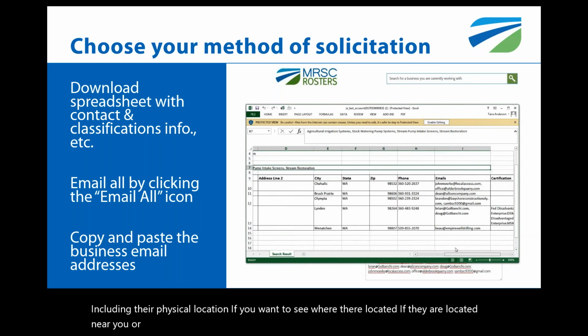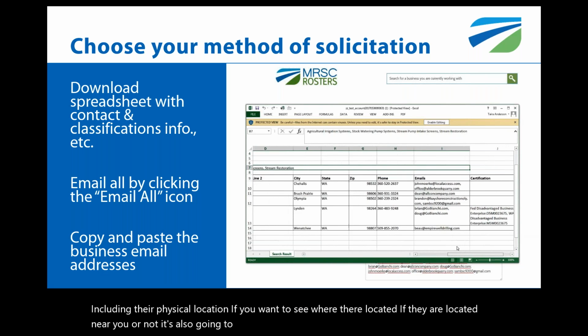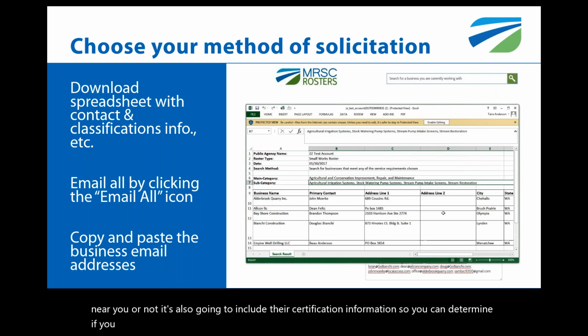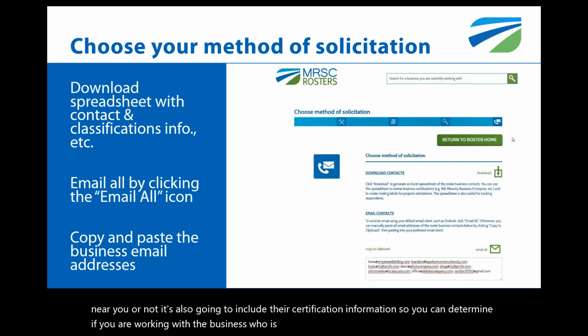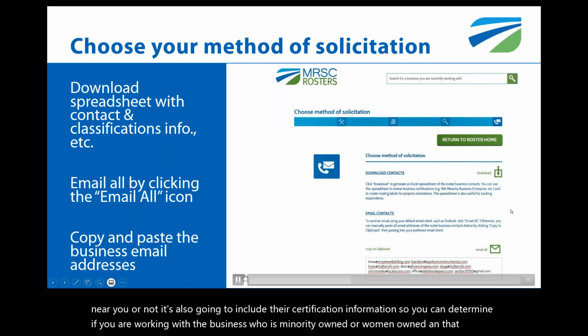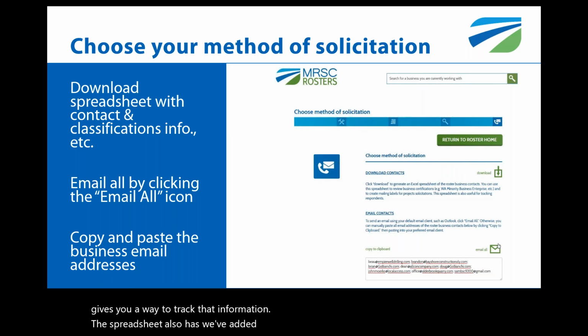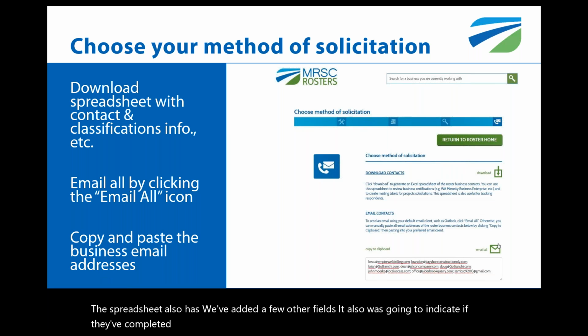It's also going to include their certification information so you can determine if you are working with a business who is minority owned or women owned, and that also gives you a way to track that information. The spreadsheet also has a few other fields we've added. It also is going to indicate if they've completed the L&I required training. It's going to indicate if they are considered a small business or not.